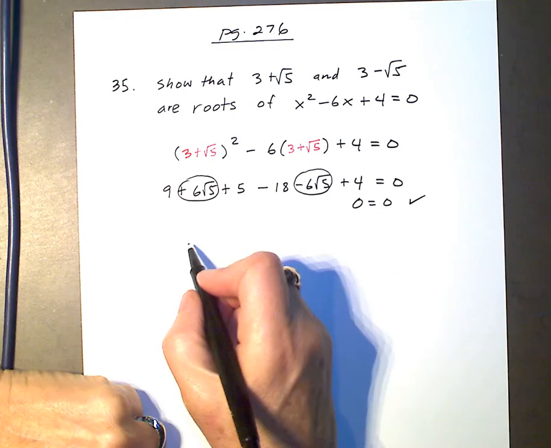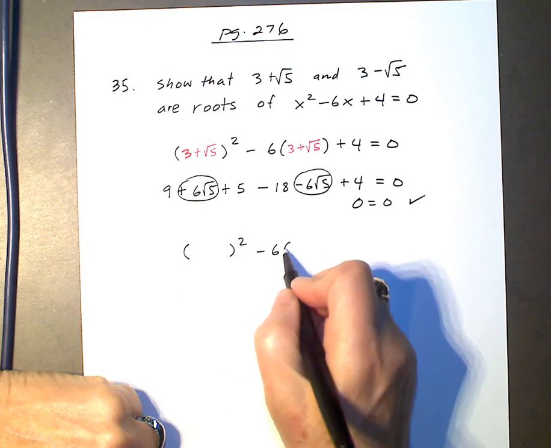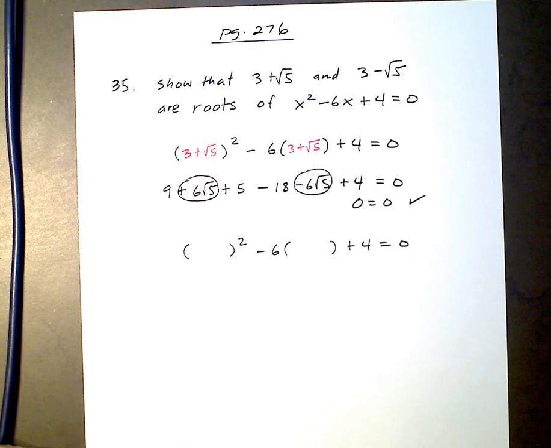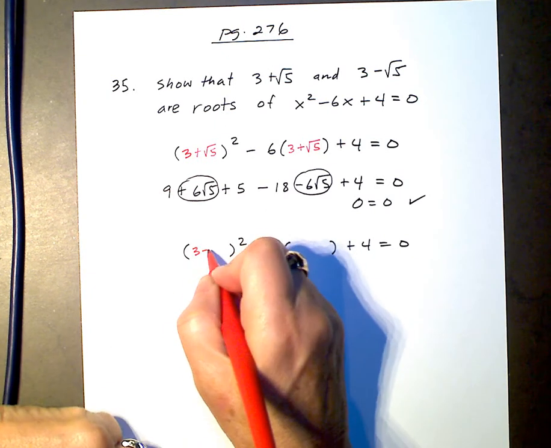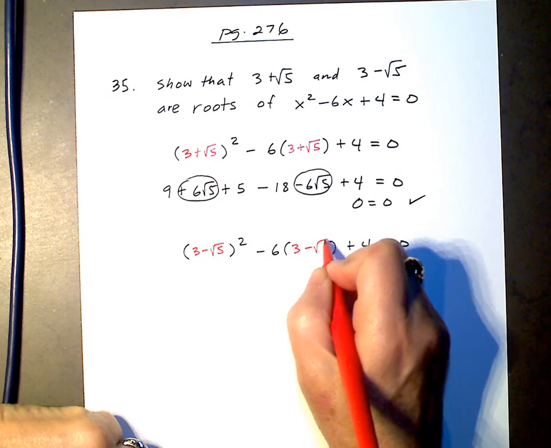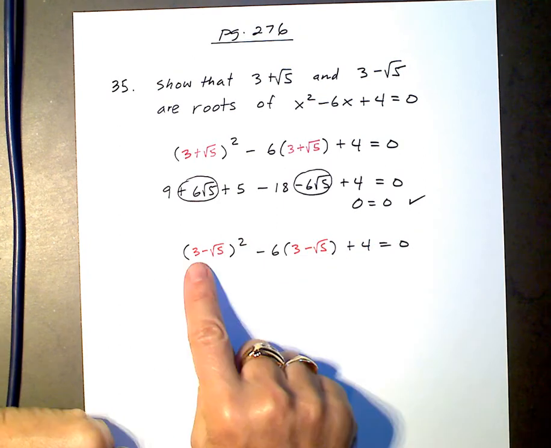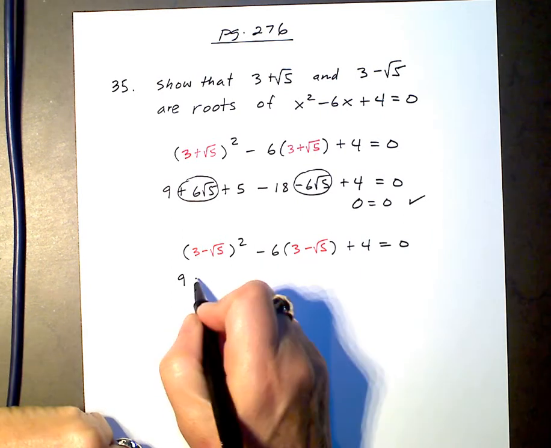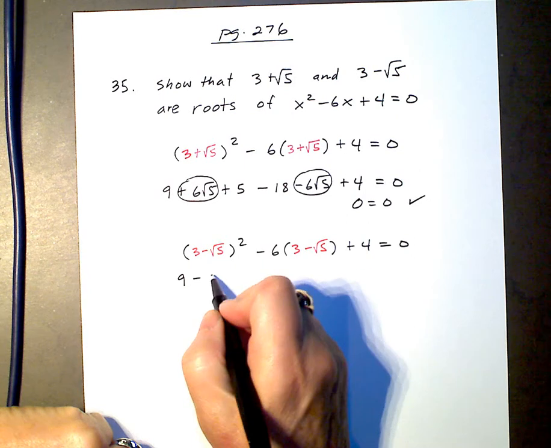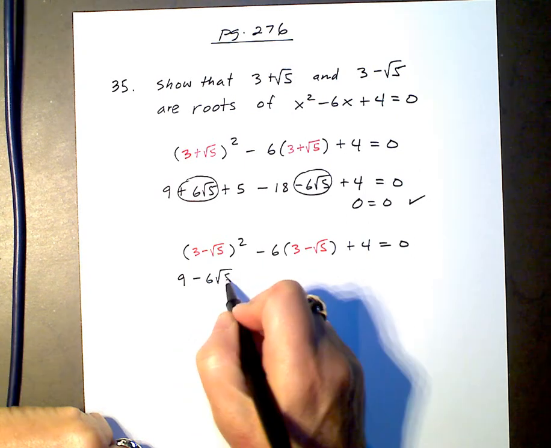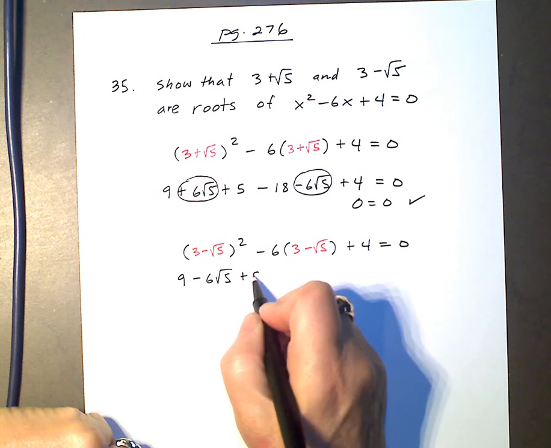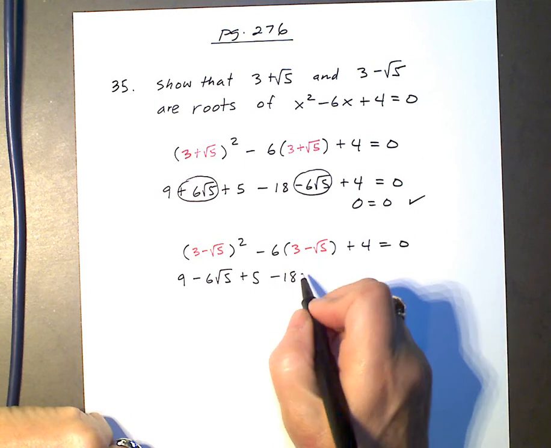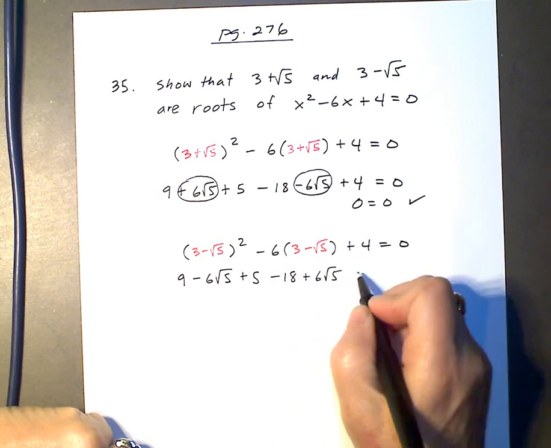So I'm going to do the same thing with the other root and prove that that makes the equation true. So I'm using 3 minus the square root of 5. So when I multiply 3 minus root 5 by 3 minus root 5, I get the first term squared minus 2 times 3 times root 5, so minus 6 root 5, plus root 5 squared, which is 5, minus 18, and then negative 6 times negative root 5 is positive 6 root 5, plus 4 equals 0.